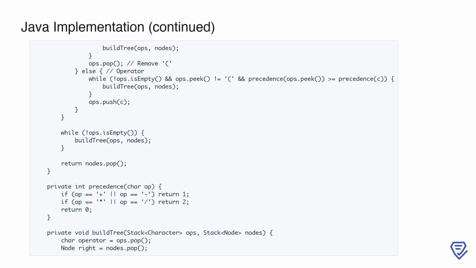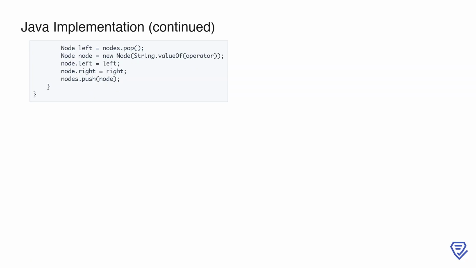Finally, once all characters in the string have been processed, any remaining operators in the ops stack are resolved by repeatedly calling buildTree. The completed binary expression tree is represented by the single node left in the node stack, which we return as the result. To support this process, the precedence method is used to assign precedence levels, where multiplication and division have higher precedence than addition and subtraction. The buildTree method is responsible for constructing subtrees from the nodes and operators stacks.